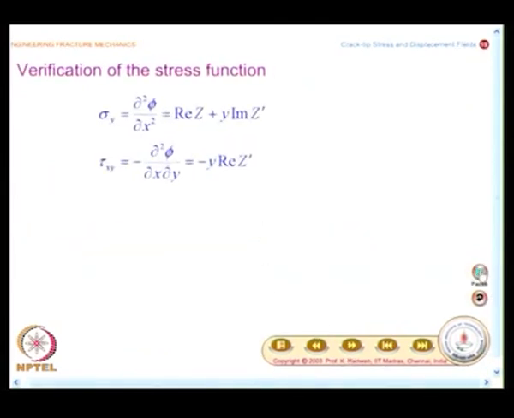If you look at the basic expression for the shear stress, it is nothing but minus y times real part of Z prime. So, when y equal to 0, shear stress component is automatically satisfied. We will have to verify whether sigma y is 0 on the crack faces, and what happens to sigma y and sigma x at infinity. And I had drawn your attention that for the expression for sigma y and sigma x, there is only a sign change of the second term. Otherwise, you will have to worry about what is capital Z and what is capital Z prime.